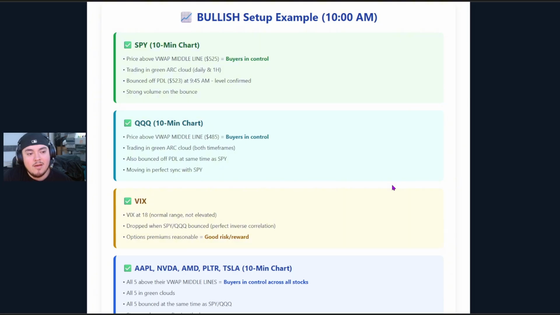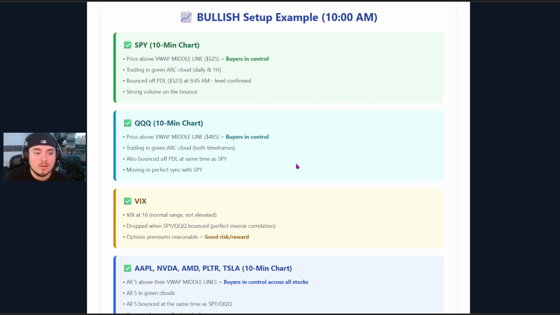Then you have your QQQ analysis on the 10-minute chart. Let's say you look at QQQ and price is above the middle VWAP line. That's indicating to you that buyers are also in control, showing you correlation. Let's say it's trading in the green arc cloud, right? Or above. And it also bounced off the previous day low at the same time as SPY, and it's moving in perfect sync with SPY. Two bullish, very strong confluences that you are looking out for.